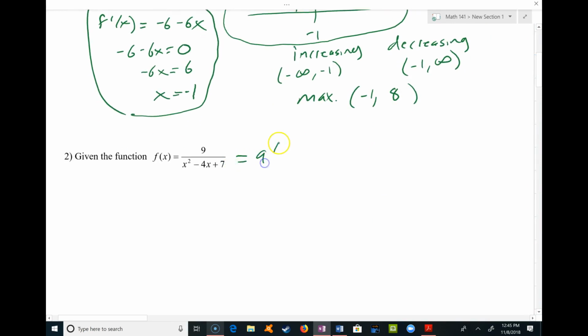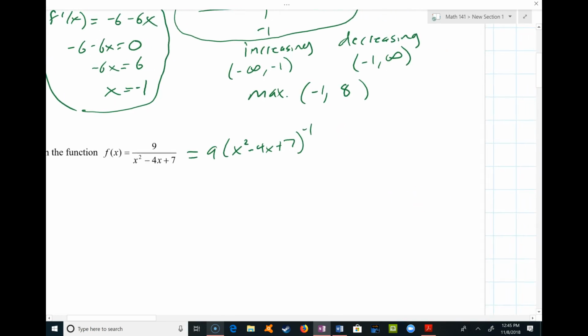I would change this to 9 times x squared minus 4x plus 7 to the negative 1 power. I think that's what I would do. That way I don't have to use the quotient rule. So then the derivative would be negative 9 times x squared minus 4x plus 7 to the negative 2 power times the derivative of the inside, which would be 2x minus 4.